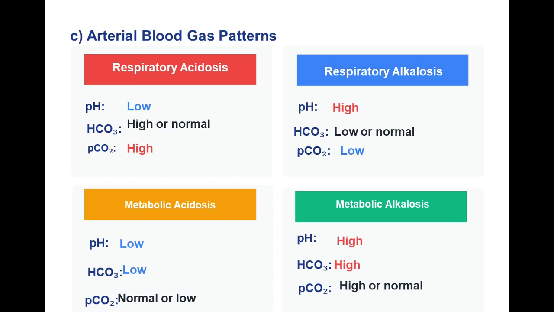Respiratory alkalosis, caused by hyperventilation. The pH is high because the respiratory component, PCO2, is low. The compensatory buffer, HCO3, will be low or normal.